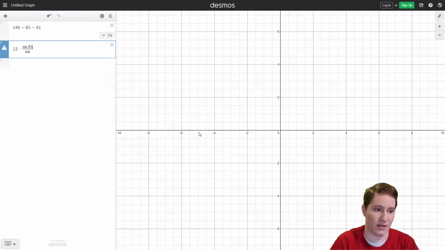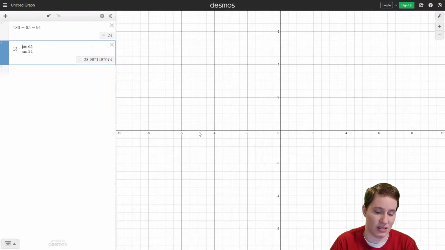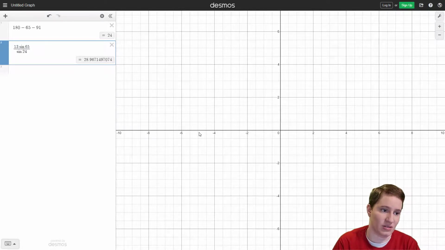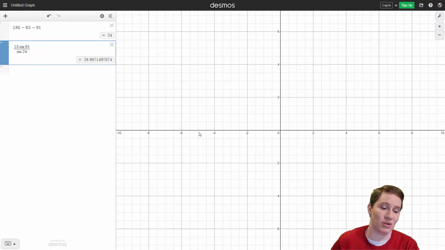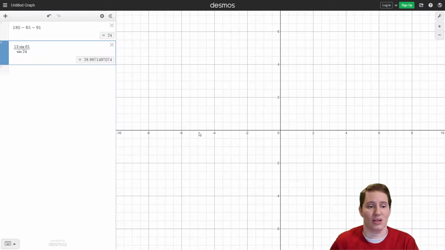Now, in case you're wondering if this is right because the 13 is in front, I'm pretty sure that's fine. But if it makes us feel better to put it on top like that, then I'm certainly on board. So 13 sine 65 divided by sine 24 is 28.97 or 28.967, depending on what you want to round to. So 28.97.